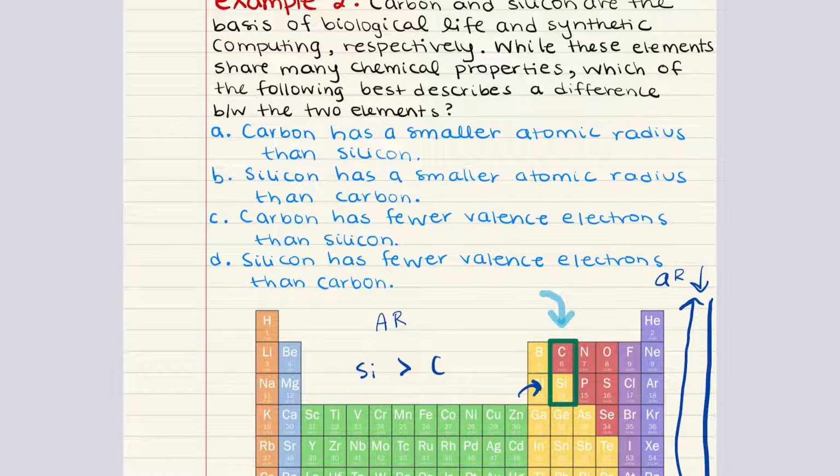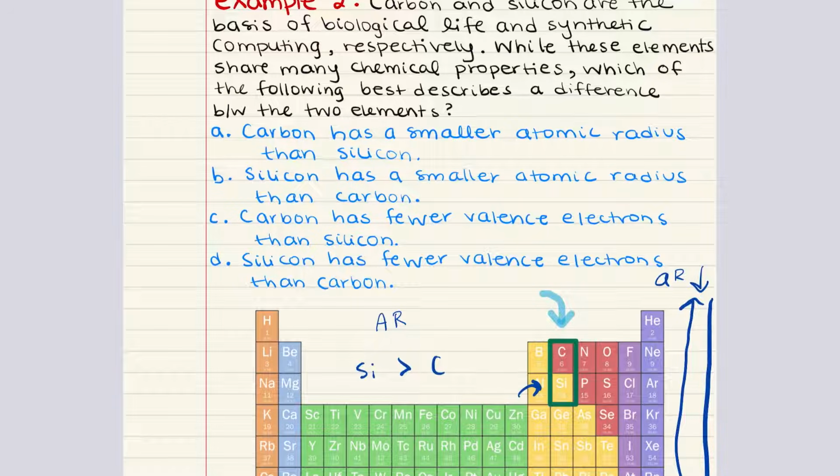The statement is accurate. As we mentioned, carbon is in period 2, silicon is in period 3, so carbon's atomic radius is smaller due to having fewer electron shells. Now, option B says silicon has a smaller atomic radius than carbon. This is incorrect for the reasons that we just explained. It will have more electron shells, so it will actually have a larger atomic radius than carbon.